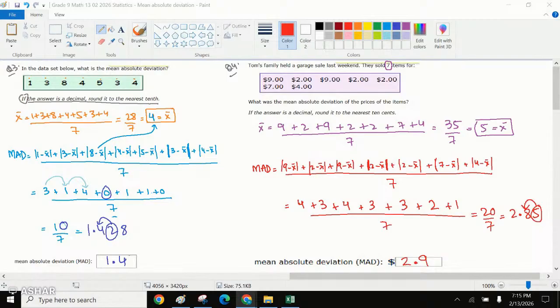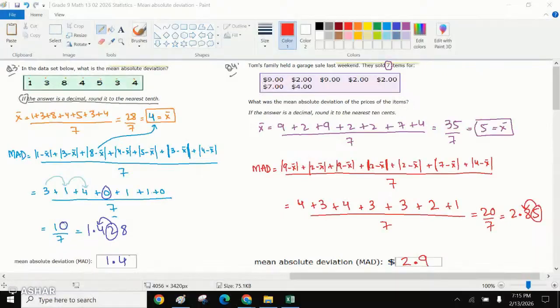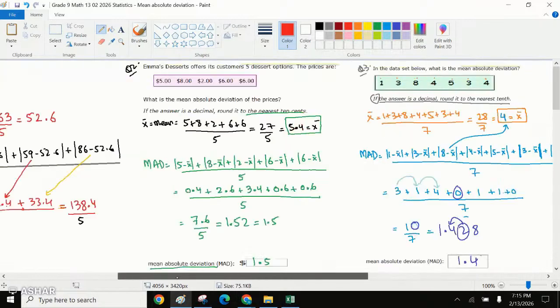Let's move to the next example. Okay, let me just copy. Just a moment, please. Okay. So the next question, question number 5.